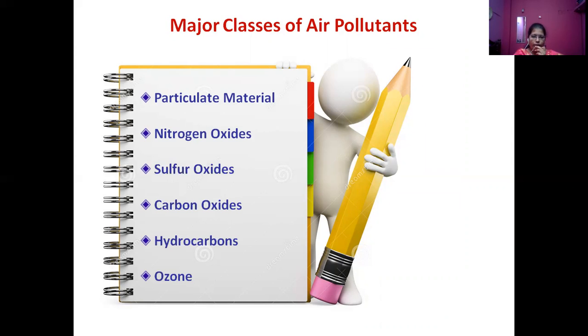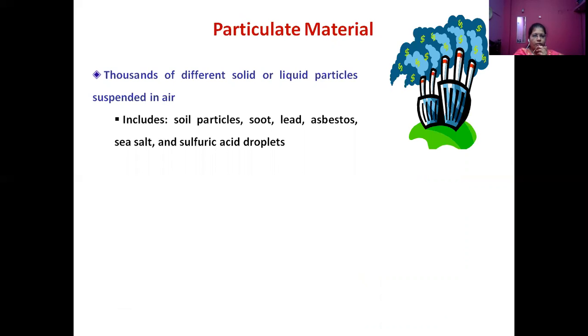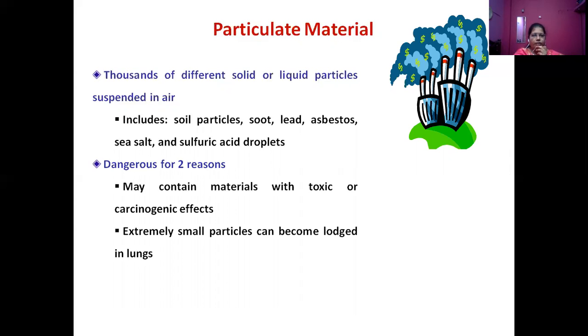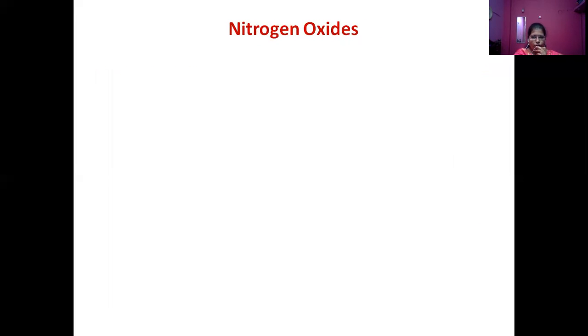but ozone in the troposphere, or at the ground level. As we know, particulate matter means thousands of different solid or liquid particles suspended in air, which include soil particles, soot, lead, asbestos, sea salt, and sulfuric acid droplets. These are dangerous for 2 reasons: they may contain materials with toxic or carcinogenic effects, and extremely small particles can lodge into the lungs.